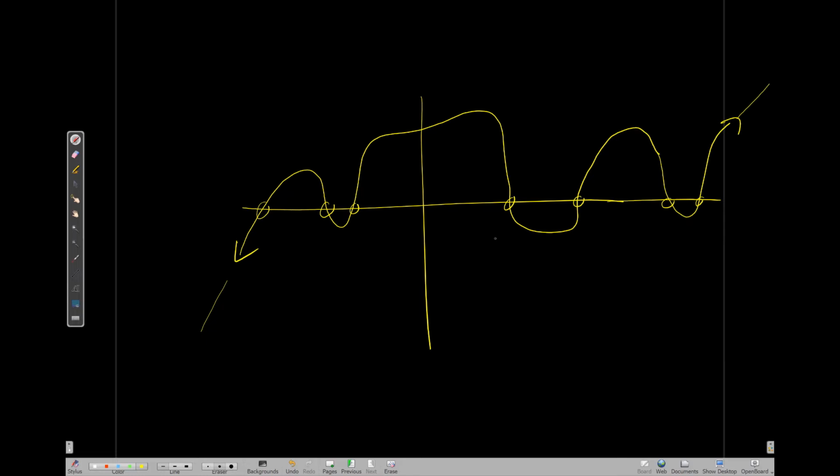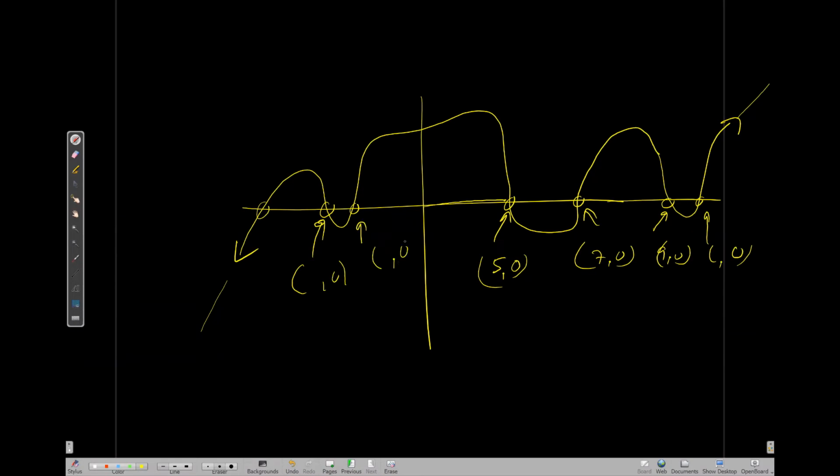For example, right here, let's say it's 5. So 5 comma, what is the y coordinate? 0, right? And let's say here 7, 7 comma 0. And here 9, 9 comma 0. See, some number comma 0. Here some number, a negative number comma 0. Here some number comma 0. So an x-intercept will always have a comma 0.